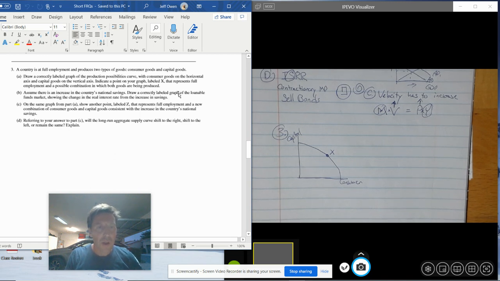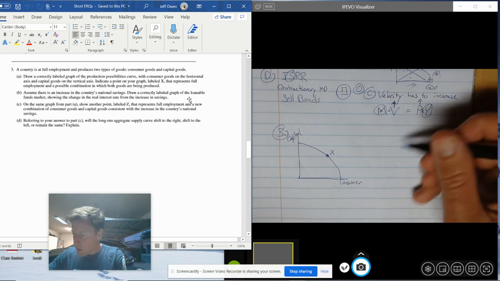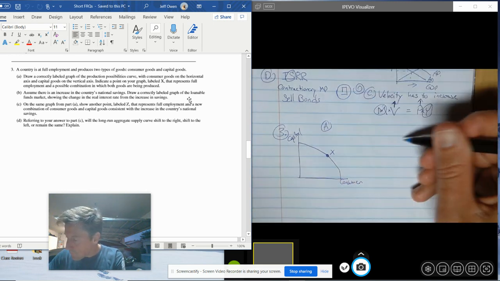Draw a correctly labeled graph of the loanable funds market and show the change in real interest rate from the increase in savings. All right. So loanable funds market. This was part A. This one's part B.